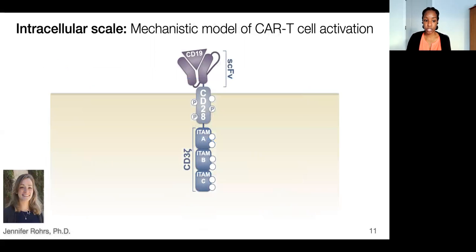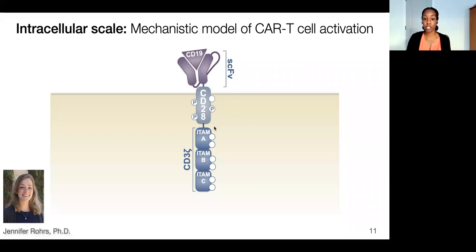So my graduate student, Jennifer Rohrs, the first PhD student that I had in the lab, who graduated a few years ago, really pioneered this area of research in my lab to look at a mechanistic model of CAR T cell signaling. This is a model that I'll walk you through. It's representing the second generation CAR, which is FDA approved for B-cell lymphoma.